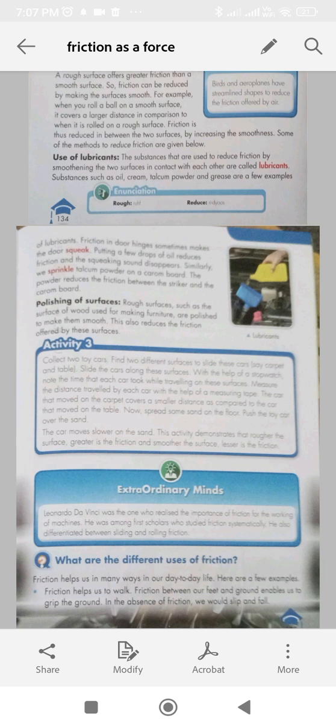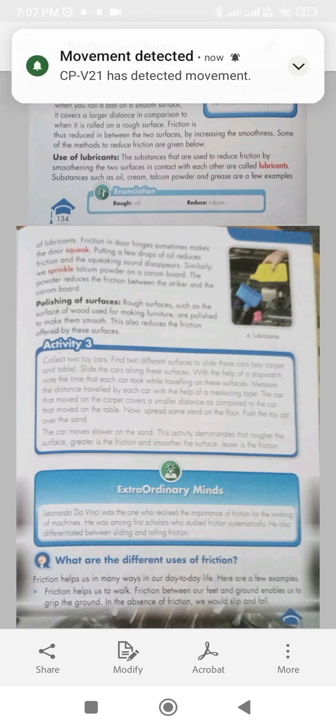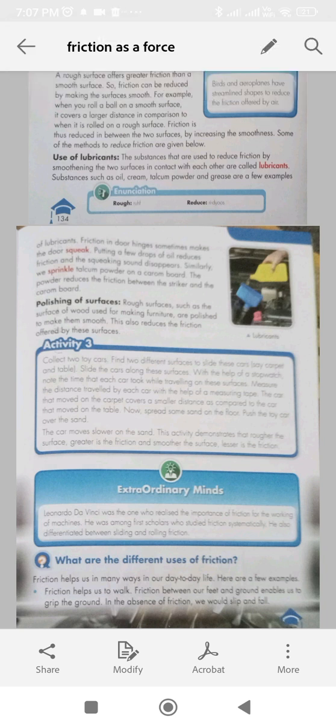What are the different uses of friction? Friction helps us in many ways in our day-to-day life. Here are a few examples. Friction helps us to walk. Friction between our feet and the ground enables us to grip the ground. In the absence of friction, we could slip and fall.